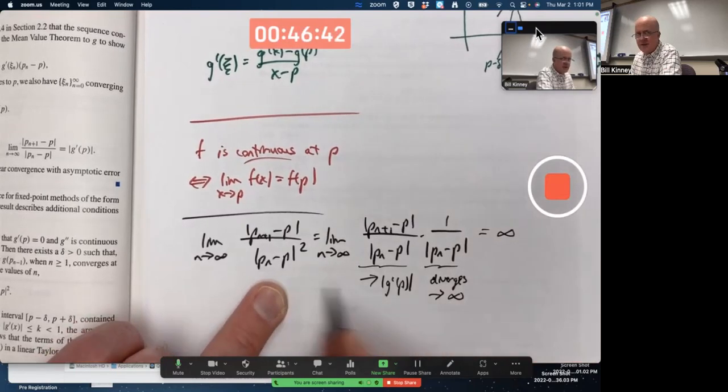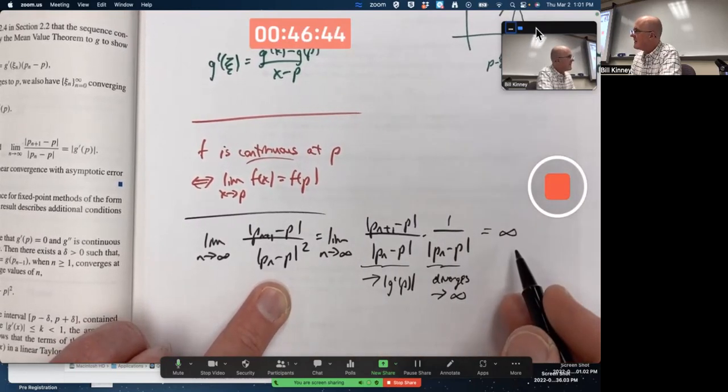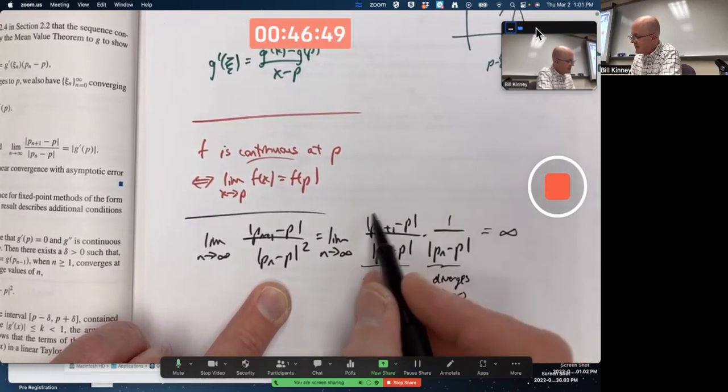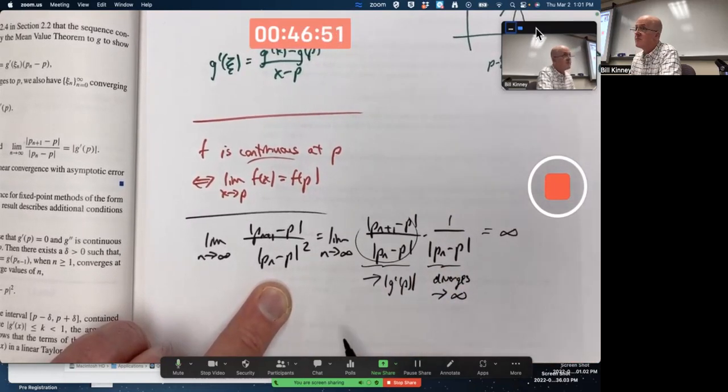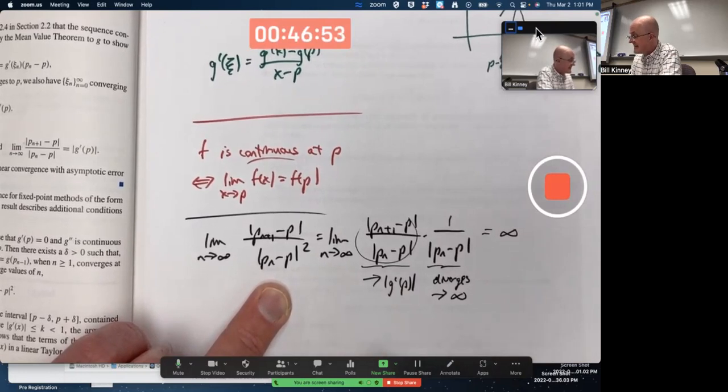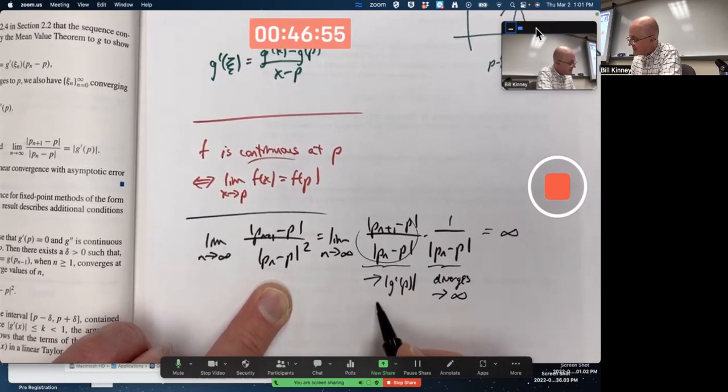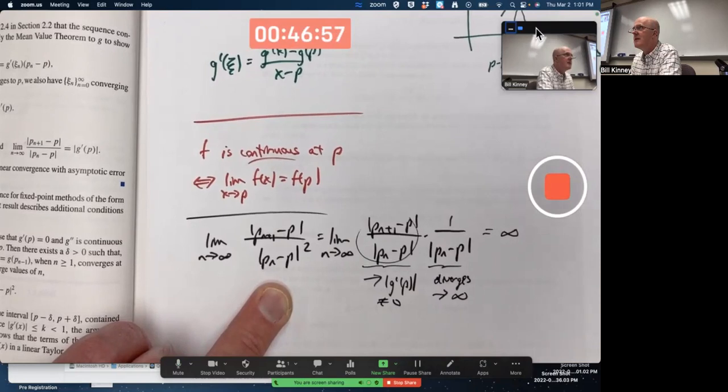The only way such a thing like this would converge to something positive and not infinity would be if this thing was converging to 0 sufficiently fast. But it's not converging to 0, it's converging to this, which is non-zero. There's not really a proof, but just an intuitive argument why it does not converge quadratically.